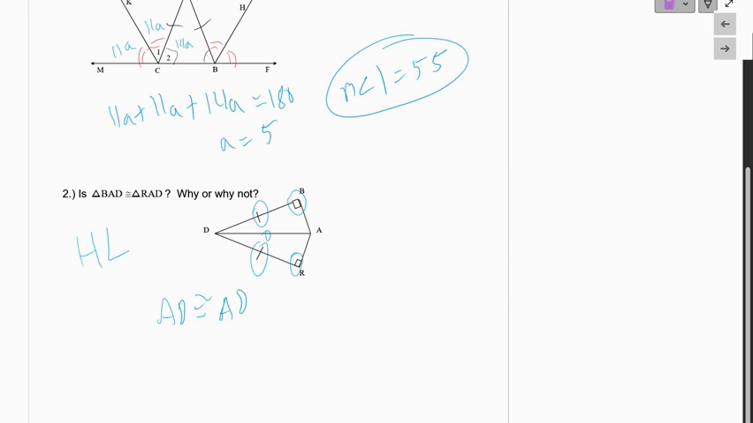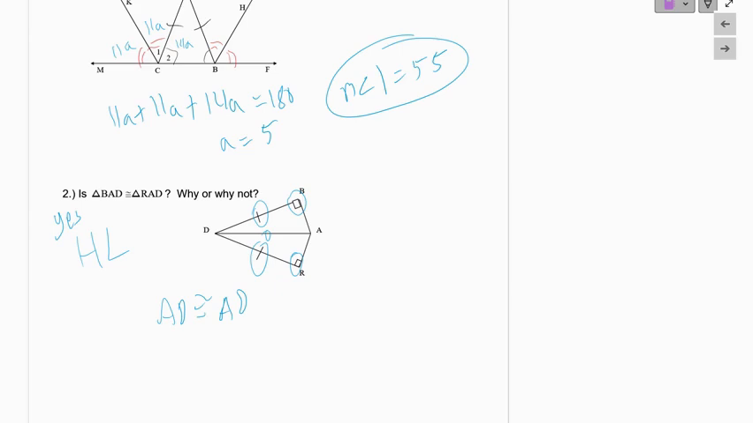And then BD is congruent to RD by given, right? They gave us those two marks. So there's a hypotenuse, there's a leg, and it is congruent. So yes, they are. And this is an example of hypotenuse leg. You have to have those right angles, and then that becomes available.